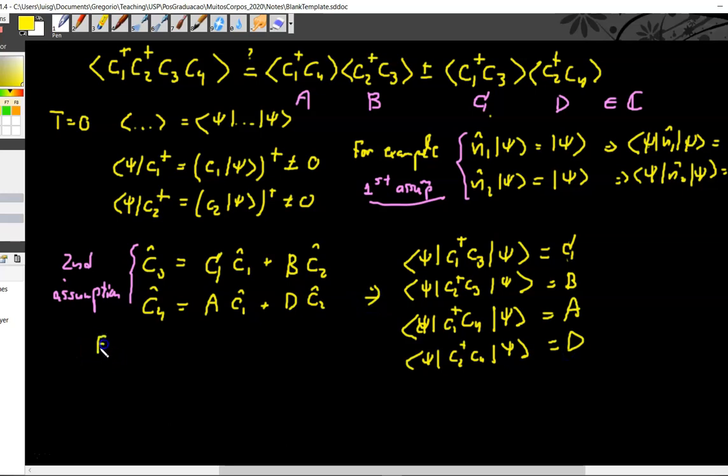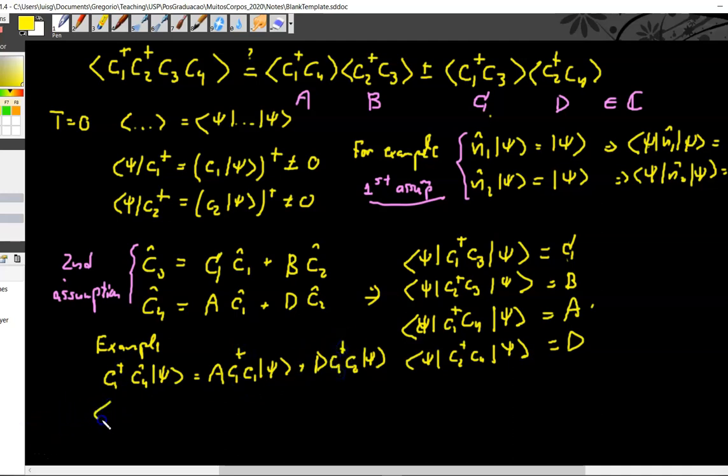So this implies this. How, for instance, example, pick one. Let's take this one, right? So C4 psi equals A C1 psi plus D C2 psi, right? Just by this definition. Now I'm going to apply C1 here. And then I'm going to close it. Take the expected value with C1, C1, C4. This is going to be A C1, C1 plus D C1, C2.